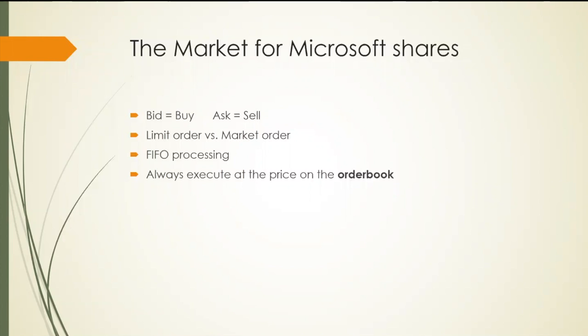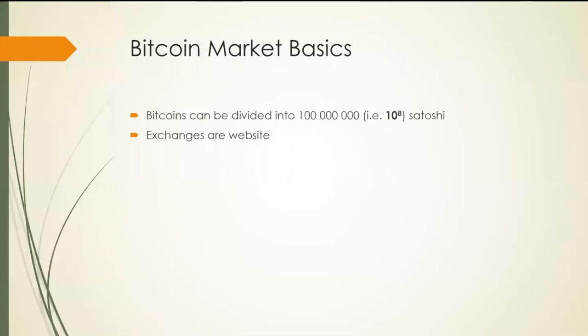Okay, so how is that different for Bitcoin? Well, it's the same thing for Bitcoin, but you can only buy one share of Microsoft. You can't buy half a share of Microsoft. But you have tens to the minus eight power of a Bitcoin, being the unit, the Satoshi, that can be traded, right? So everything in terms of Bitcoin is expressed in terms of Satoshi, right? And instead of the NASDAQ, you trade on these different websites, which are Bitcoin exchanges. But the mechanism is basically the same, okay?